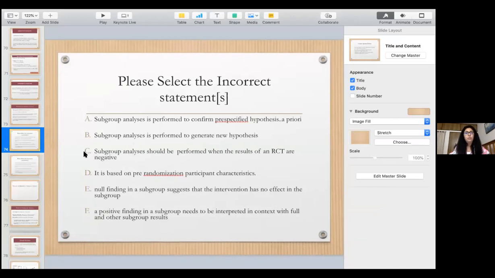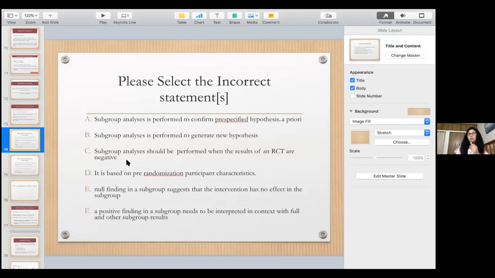Yes. So we were talking about statement C, subgroup analysis should be performed when the results are negative. Do you think it is right? I think it is not. I think not necessarily correct, because we can do subgroup analysis even if we find positive results. We want to analyze if it's true for different groups, like older people or baseline characteristics.